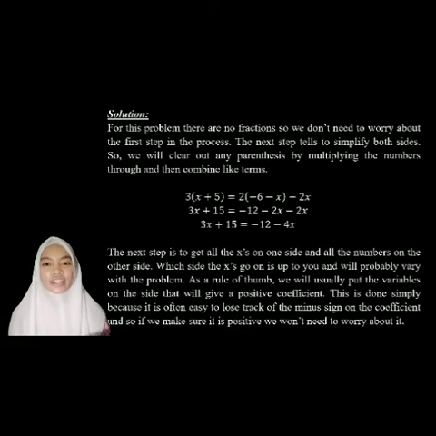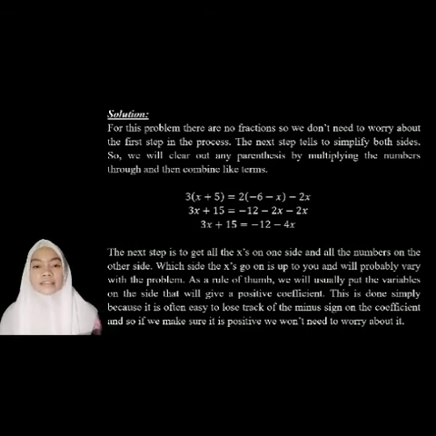Okay, next, the solution. For this problem, there are no fractions, so we don't need to worry about the first step in the process. The next step will be to simplify both sides. So, we will carry out any multiplications by multiplying the number into the parentheses and then combine like terms. 3(x + 5) = 2(-6 - x) - 2x.